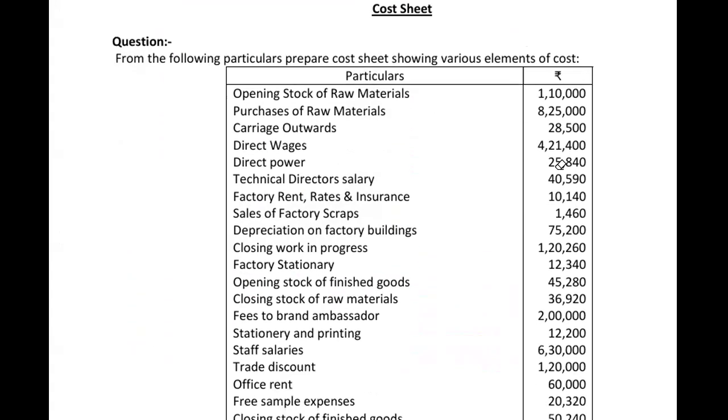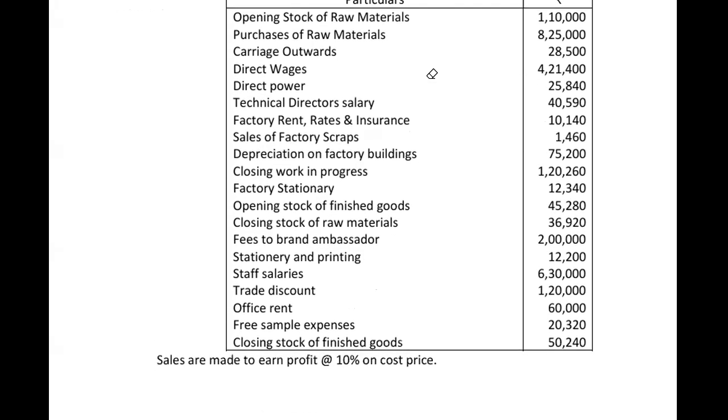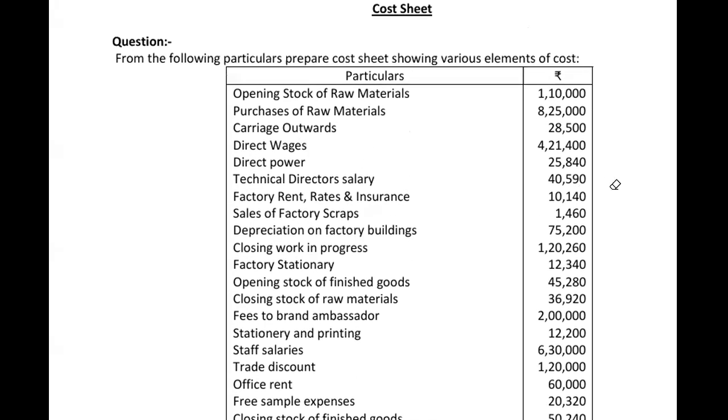From the following particulars, prepare the cost sheet showing various elements of cost. Some expenditures and information are given. Let us go through that. Opening stock of raw material will be coming in the first part, raw material, opening stock. Purchase of raw material will also come under raw material, the first part of the cost sheet.